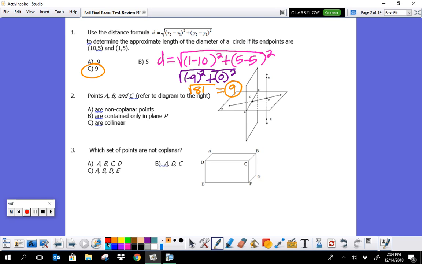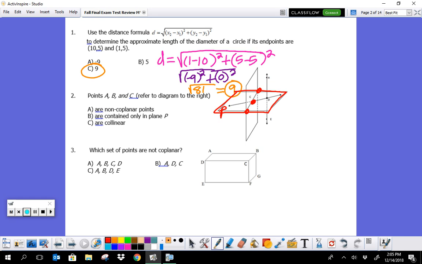And it's asking what these are. So let's find these. So here's A, B, and C. So first it says are non-coplanar points. Non-coplanar would mean they're not on the same plane, but they are all on the same plane. You can see they're all on this plane right here. B says are contained only in plane P. Okay, so plane P, oh wait, sorry, this is a P. Are contained only in plane P, that's not true. They're also in the plane that's going up and down.